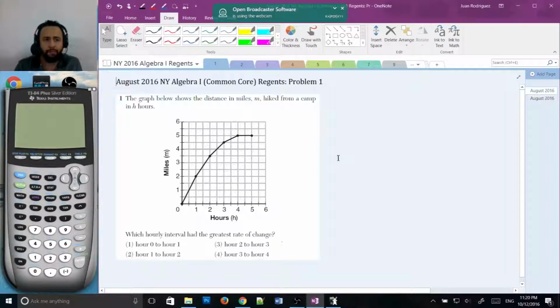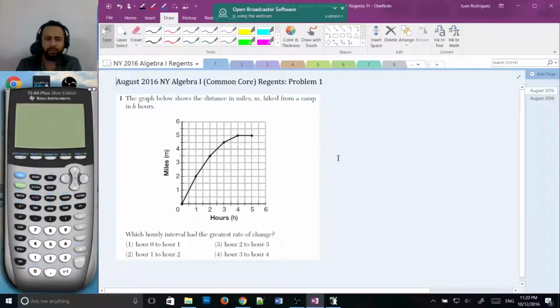Here's the problem. The graph below shows the distance in miles, m, hiked from a camp in h hours. When I look at the graph, I look at the label, miles from 0 to 6, hours, h from 0 to 6, and I see the graph. It looks like an upside-down parabola. That's all I look at the graph for now.